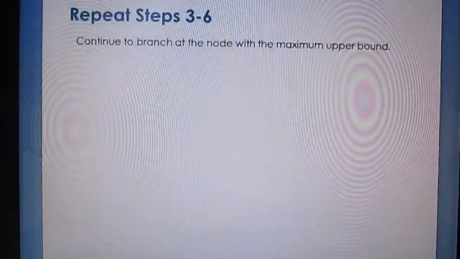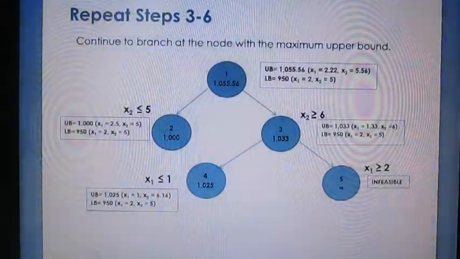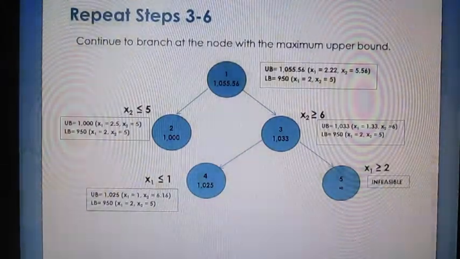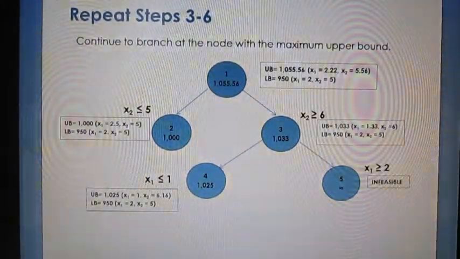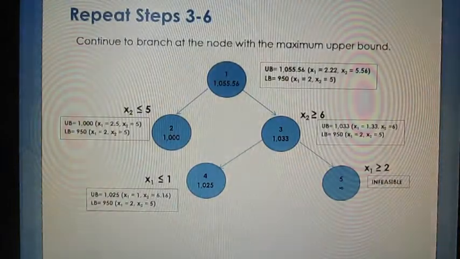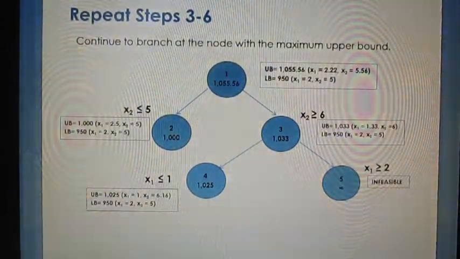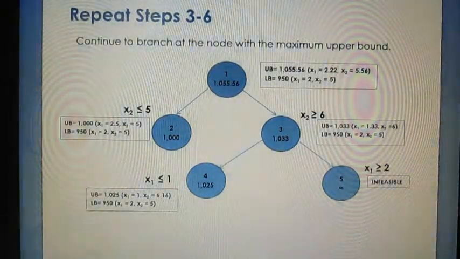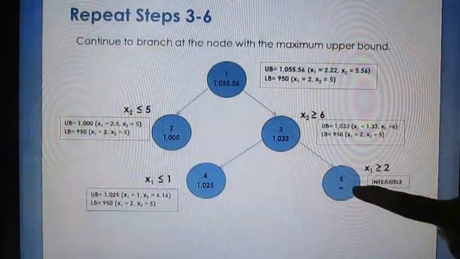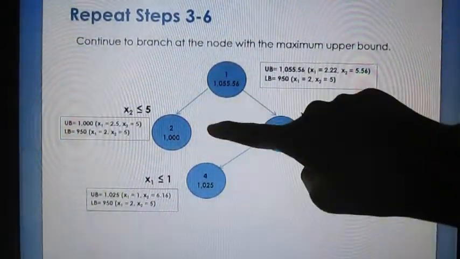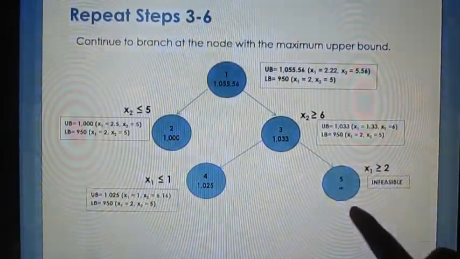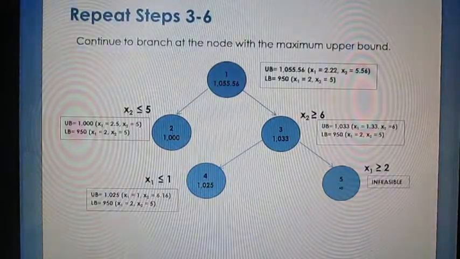Continue to branch at the node with the maximum upper bound. Kasi, wala pa rin tayong optimal integer solution. Wala pa rin variables na parehas ay integer. So, magbabranch pa tayo. Doon tayo magbabranch sa may maximum upper bound. Ngayon, yung endpoints ng branch and bound diagram natin ay 2, 4, and 5. Kasi sila pa yung dulo. Yung 2, 1,000 yung upper bound. Yung 4, 1,025, while 5 is infeasible.